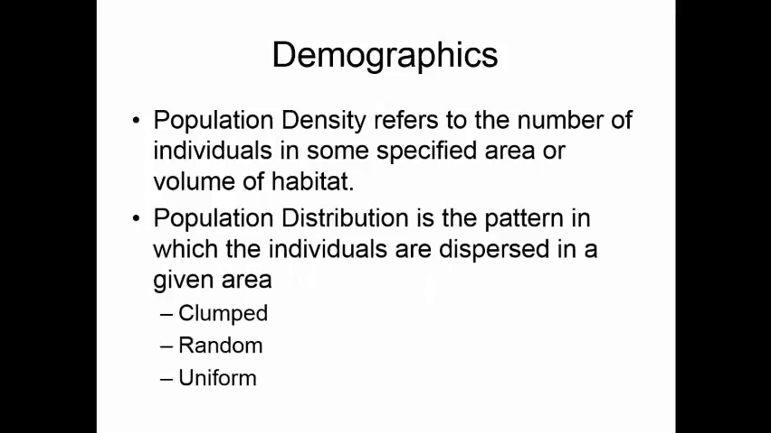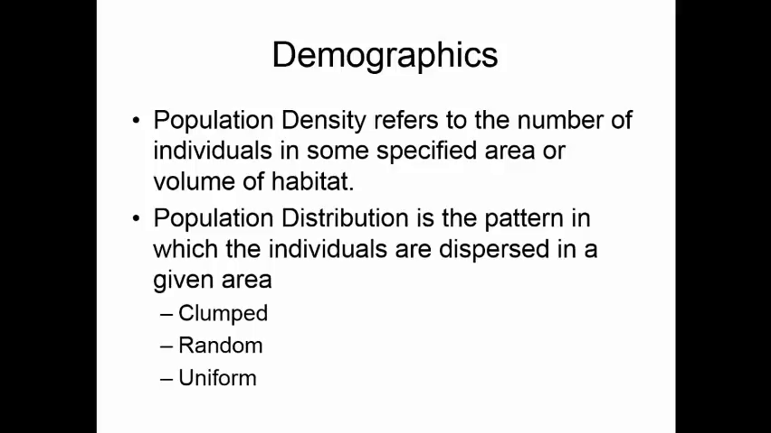Population density refers to the number of individuals in some specified area, or the volume of the habitat. So it's how many organisms you have in a given section. A lot of times with humans, we refer to population density, especially when we start talking about cities or rural areas and comparing the two. You want to look at how closely packed in people are, like when you talk about Tokyo and how there's thousands of people per square mile, or you look at South Dakota where there's like 3 people per square mile. That's the idea of population density.